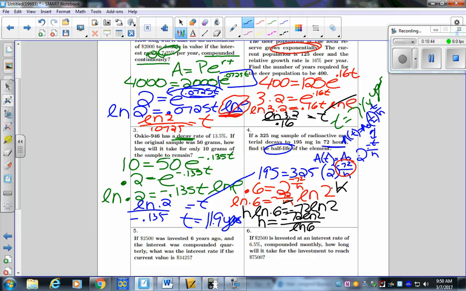All right, type it into your calculator. We get 97.7 hours, which makes sense. Okay, we were at 72 hours. It was about 60% of the way done. So going from there.